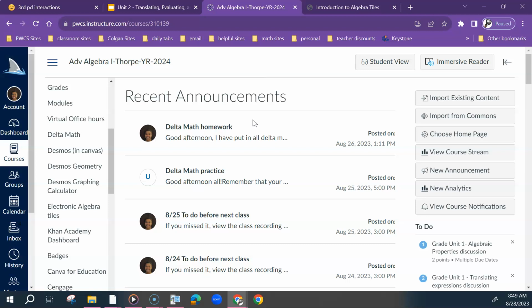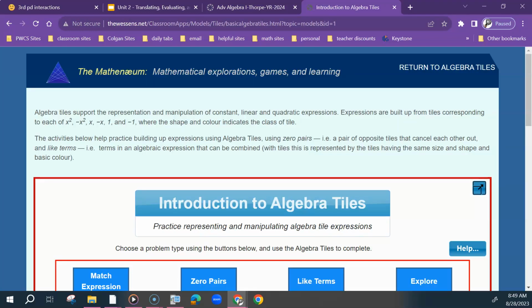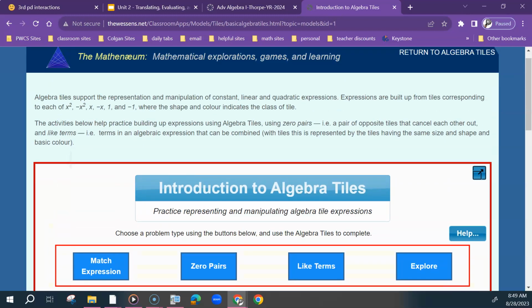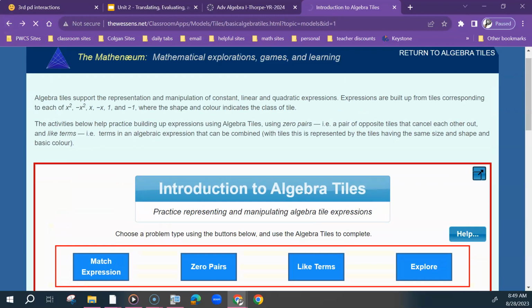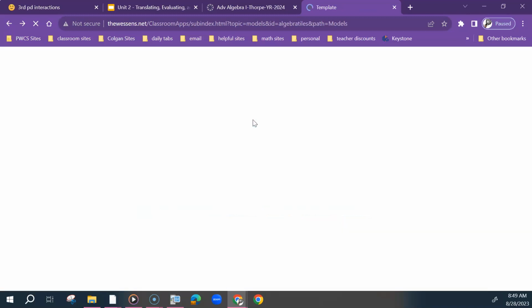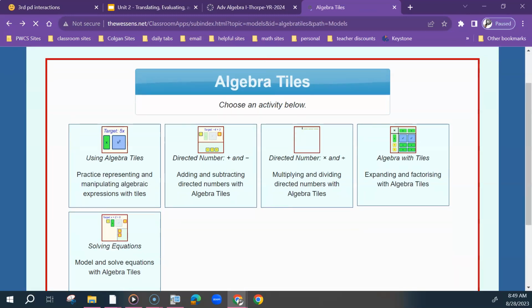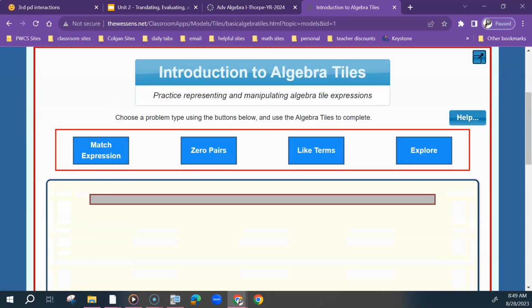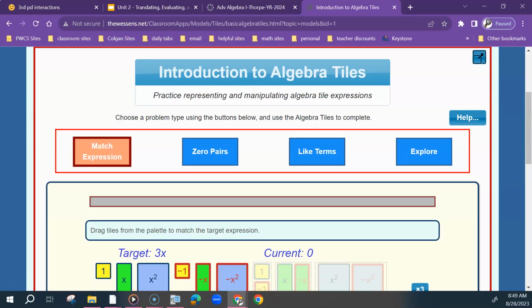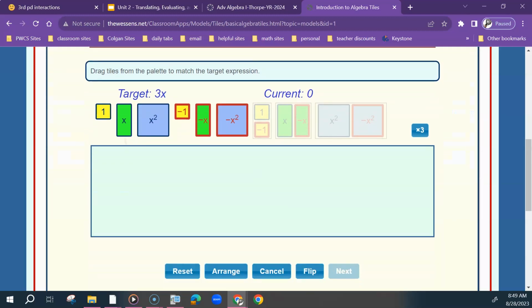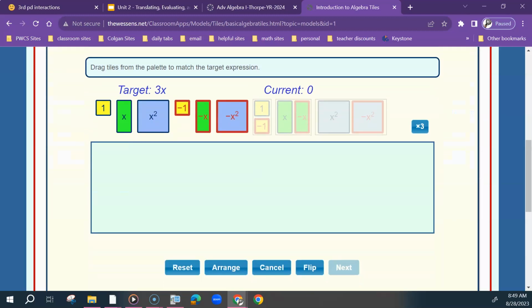I'm going to be talking about these electronically, but you're going to be doing this on your desk. So those of you that go into electronic algebra tiles, you should see a screen that looks like this. You're going to go into using algebra tiles, and then match expression.